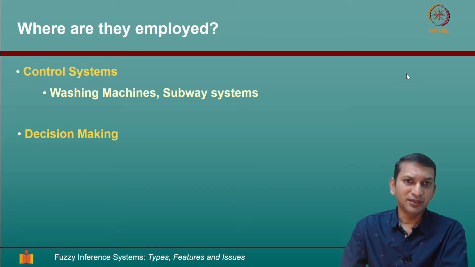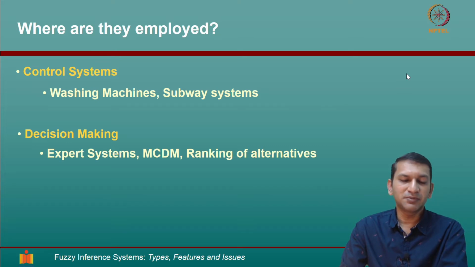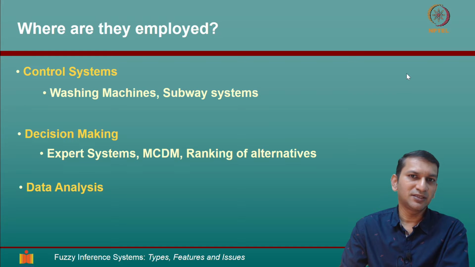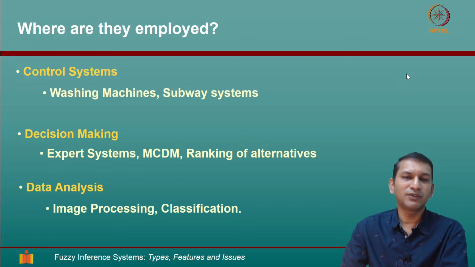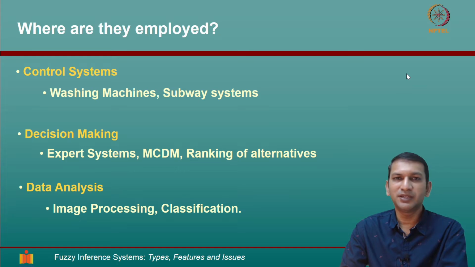Next came decision making, quite obviously and naturally, because we are dealing with reasoning, and fuzzy set theory still plays a major role here in the form of being incorporated into expert systems, multi-criteria decision making, ranking of alternatives, and so on. And of course, when you look at it from the point of view of data analysis, we know that fuzzy set theory, fuzzy inference systems form part of what they call soft computing. So they play a huge role in data analysis, specifically in the areas of image processing, in terms of image segmentation, edge detection, and also in classification.